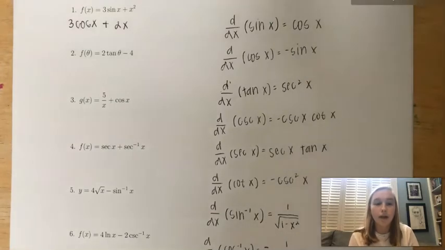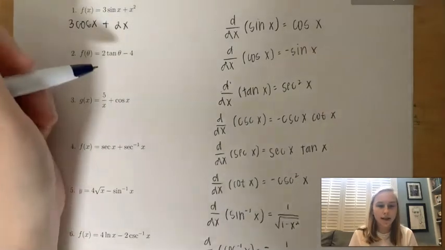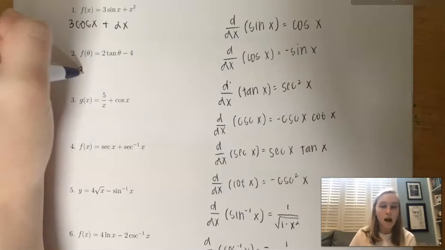Okay, so the next question, don't be freaked out that it's theta and not x. That doesn't change anything. It's just another variable, so don't worry about that. So moving on to the problem, 2 tan theta minus 4. We're taking the derivative of that. So like I said before, a constant is simply a constant. You don't have to change it if the derivative is being taken, so you leave the 2.